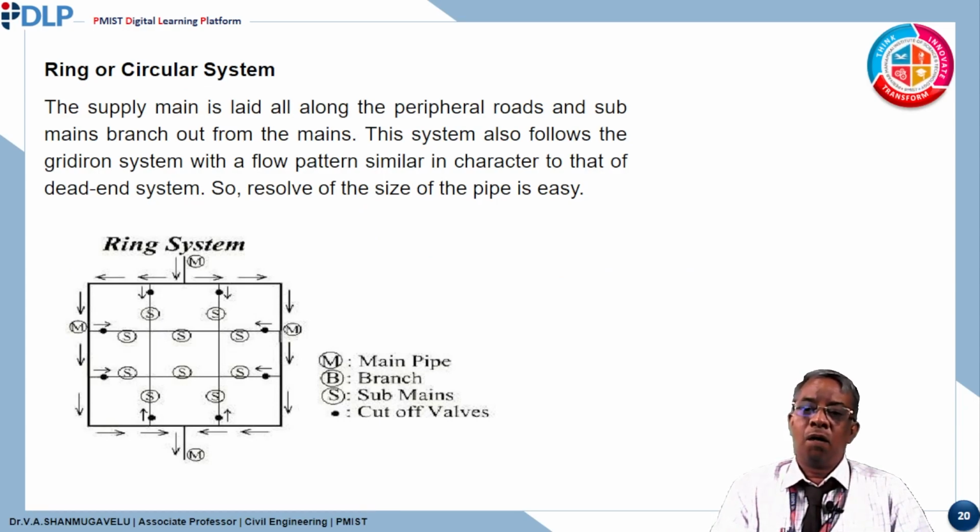Next will be ring or circular system. The supply main is laid along the peripheral roads and sub-mains branch out from the mains. This system also follows the grid iron system, with a flow pattern similar in character to that of the dead end system. So, determining the size of the pipe is easy.